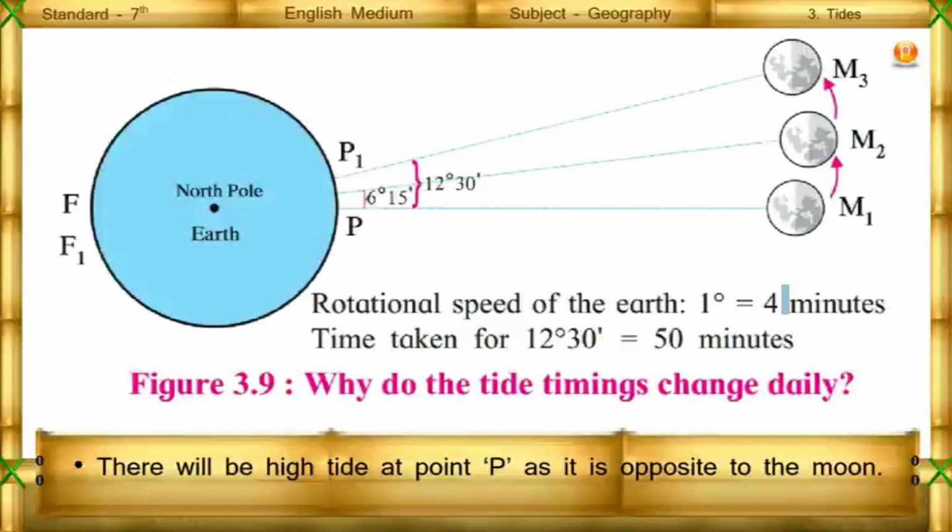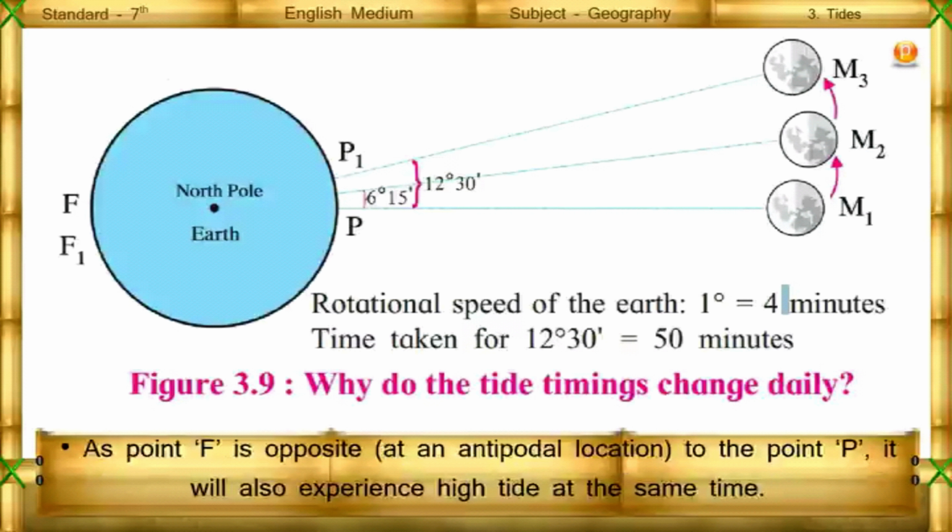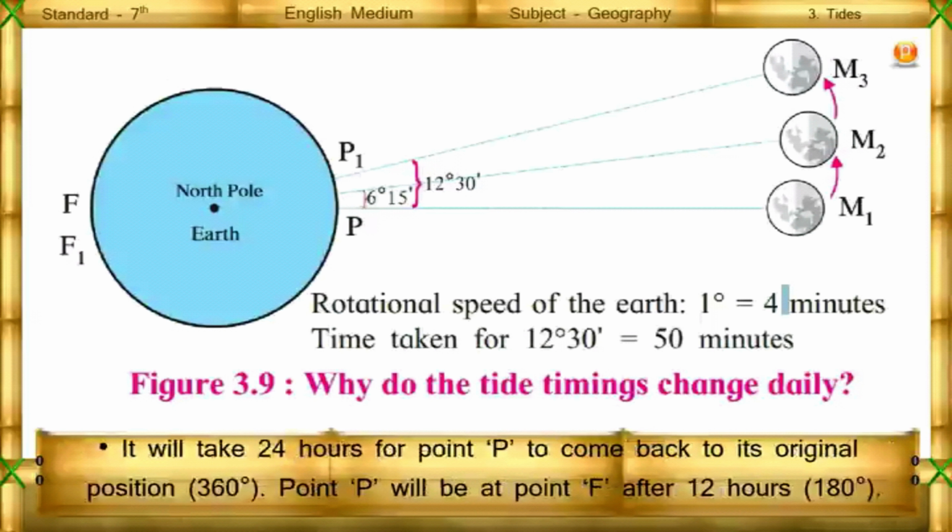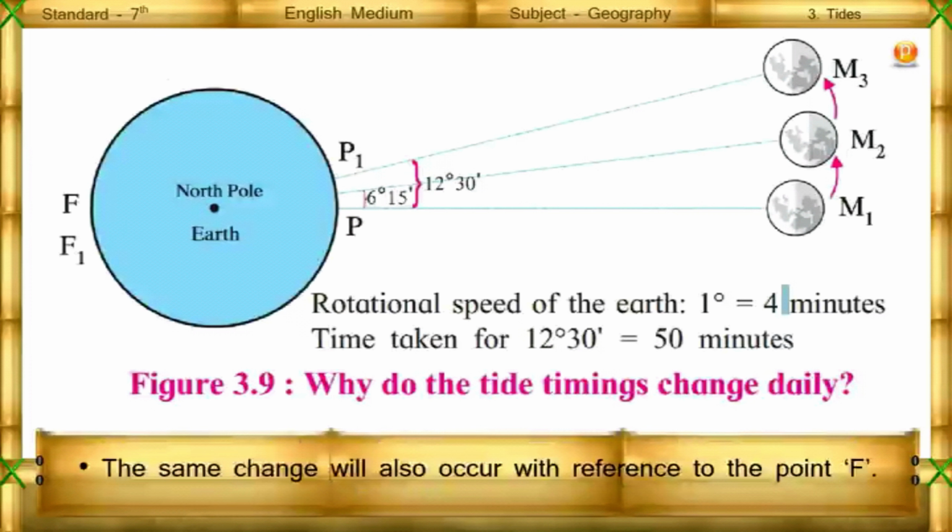There will be high tide at point P as it is opposite to the Moon. As point F is at an antipodal location to point P, it will also experience high tide at the same time. It will take 24 hours for point P to come back to its original position, 360 degrees. Point P will be at point F after 12 hours, 180 degrees. The same change will also occur with reference to point F.